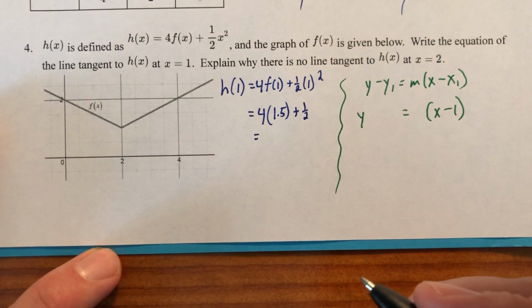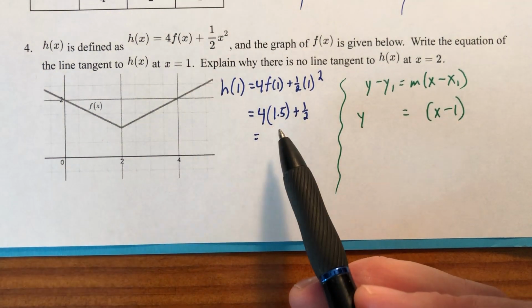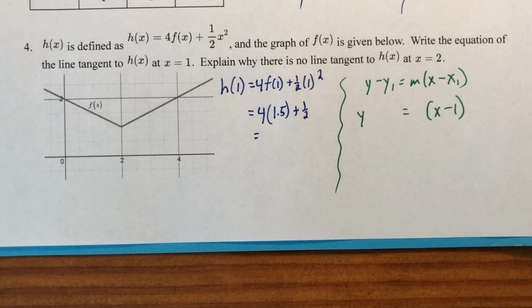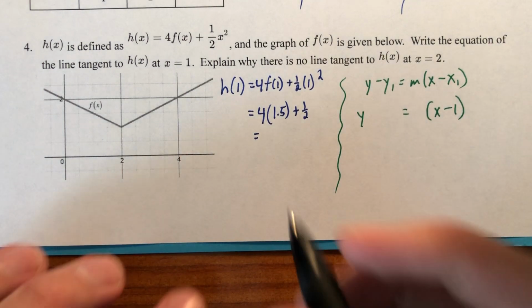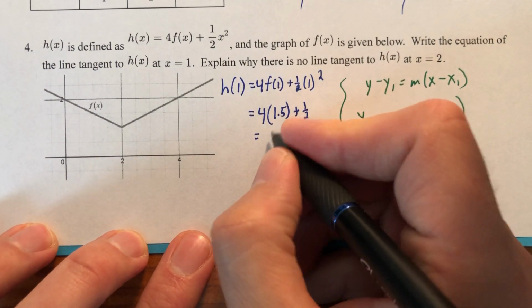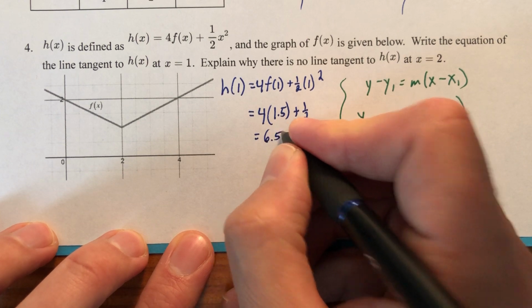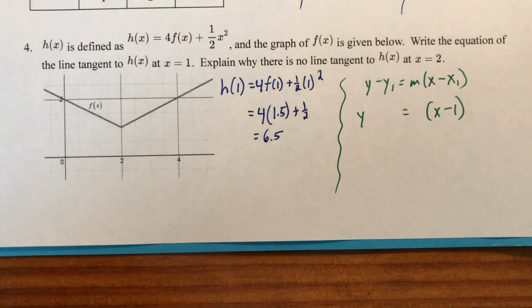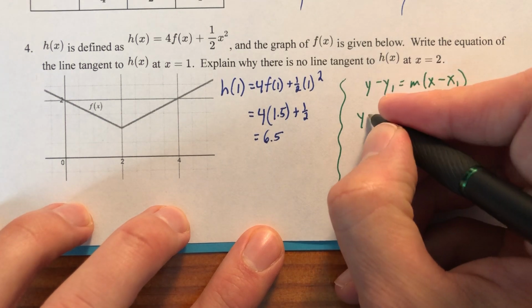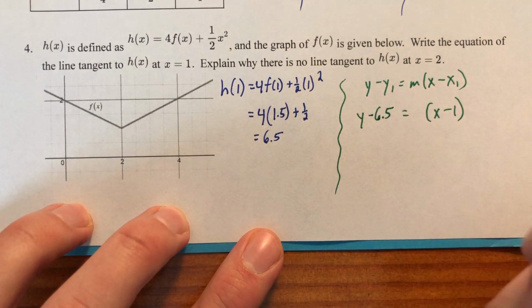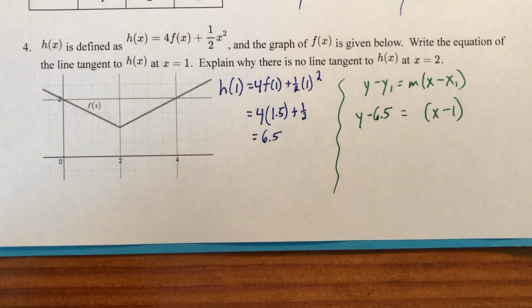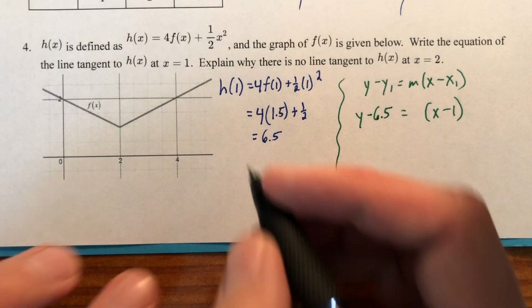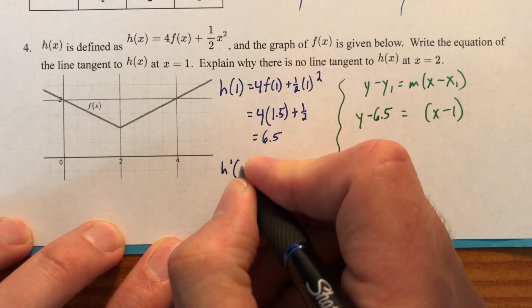Mixing my fractions and decimals here, but we'll be okay. 4 times 1/2 is going to give me 2, plus a half, that's going to give me 2.5. Minus 6.5. And then I need my slope. Oh, well, now things get a little tricky, don't they? So h prime of 1.